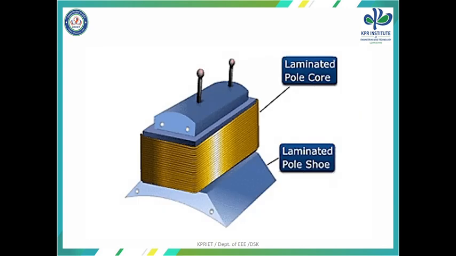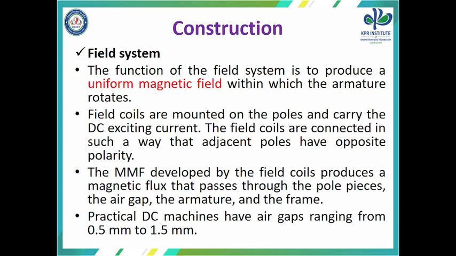So this is a diagram of laminated pole core and laminated pole shoes. So this is a field coil. This field coil consists of both the pole core as well as the pole shoe. Next we are going to see about the important thing, the field system.